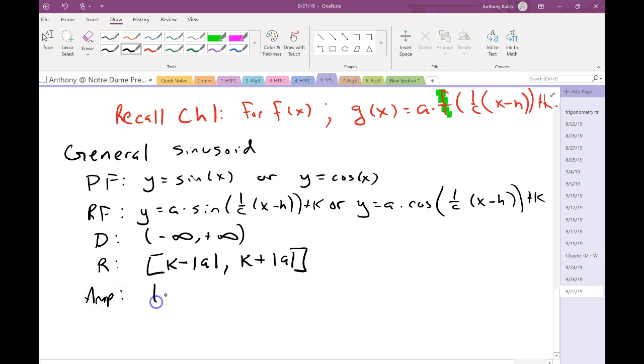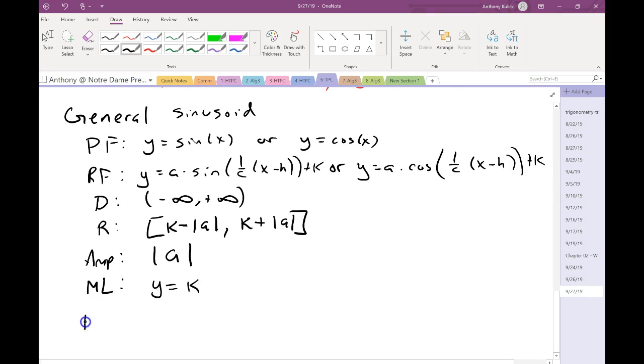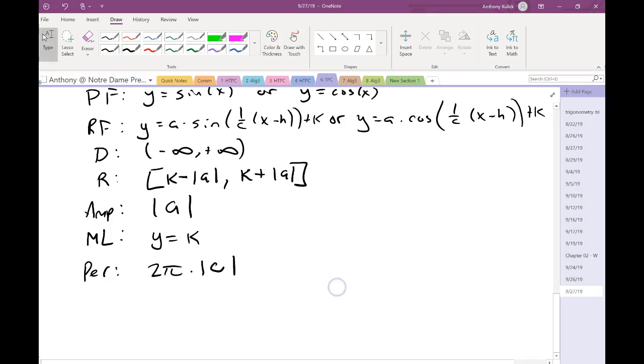The amplitude is going to be found by the absolute value of a. The midline is just going to be y equals k. The period is 2 pi times the absolute value of c. And the frequency is just the reciprocal of the period, so it's 1 over 2 pi absolute value c.